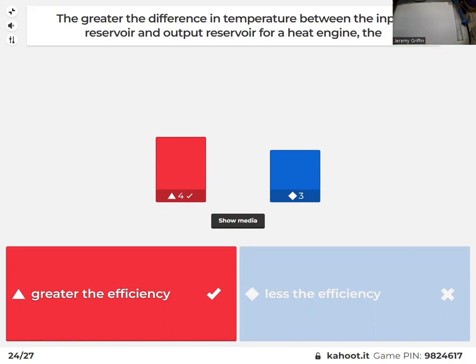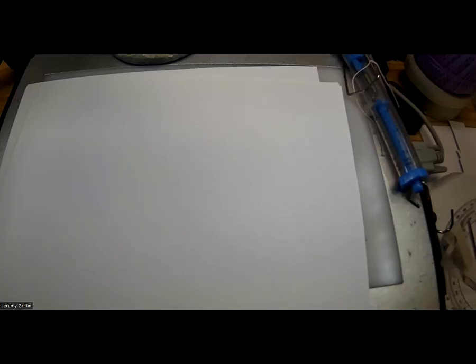Switch screen over. I'm gonna do an equation. Stop sharing. All right, back over here.